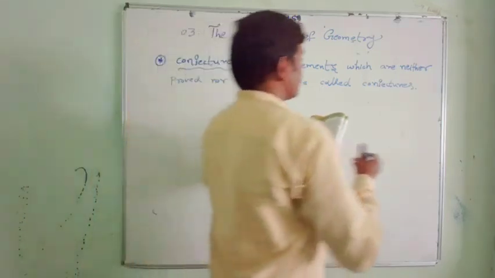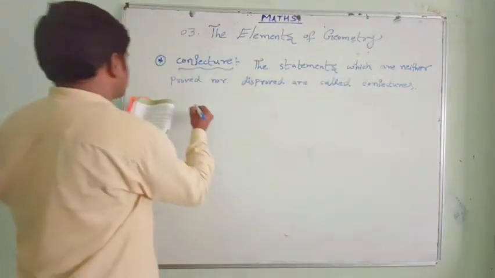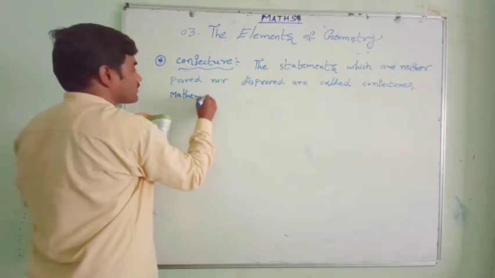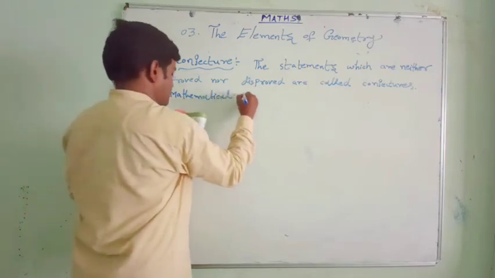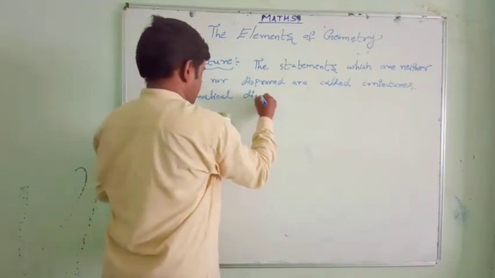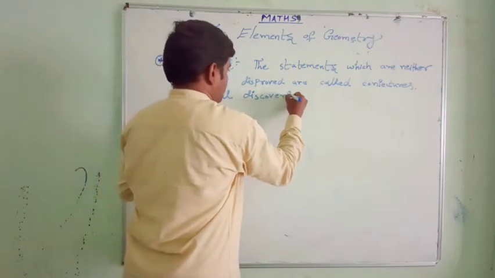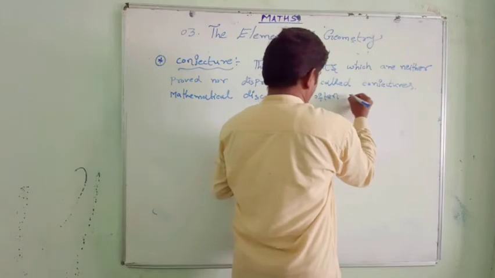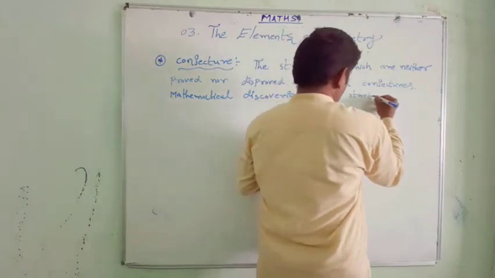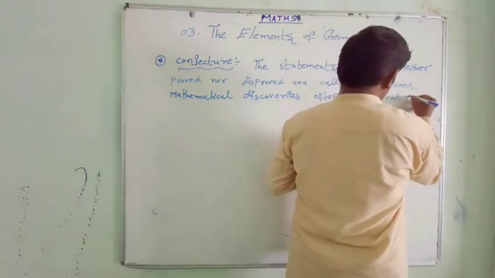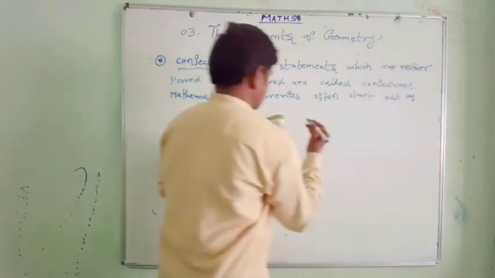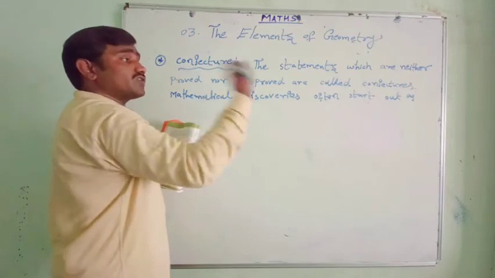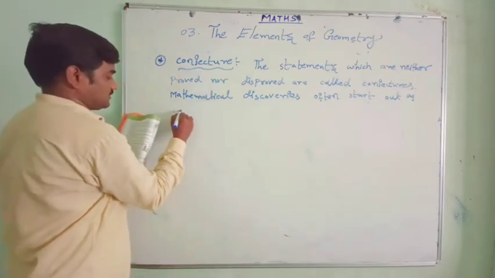Then here we can conclude that mathematical discoveries start out as conjectures. Mathematical discoveries always start out as conjectures only.